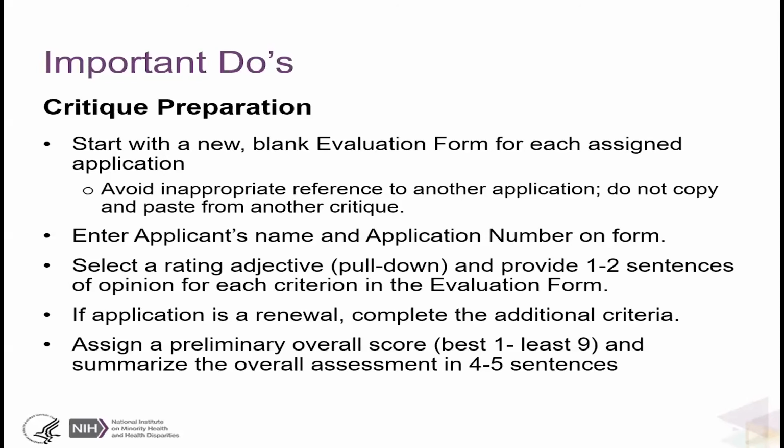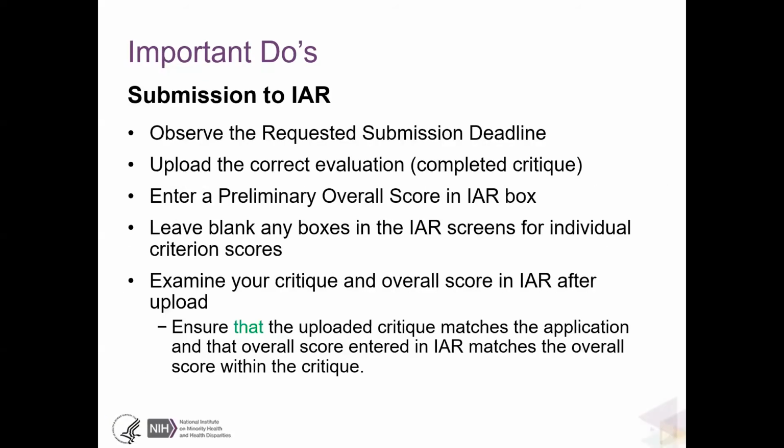If the application is a renewal, complete the renewal section of the evaluation form. Finally, assign a preliminary overall score of 1 to 9 and summarize the overall assessment of the strengths and weaknesses in 4 to 5 sentences in the overall merit summary section. Submit your critique templates and your scores to IAR. It is very important to observe the requested submission deadline since your critique and your score are needed before the scheduled meeting dates. After completing your preliminary critique, upload the critique into IAR.